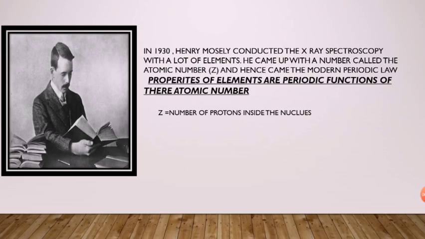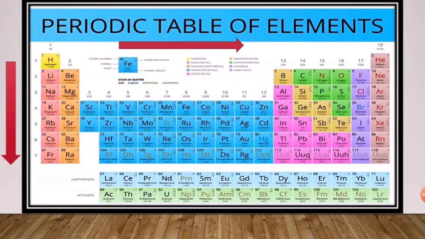And later we came to know that Z is the number of protons inside the nucleus. Z is the number of protons inside the nucleus. Then this is formed, that is our periodic table of elements.